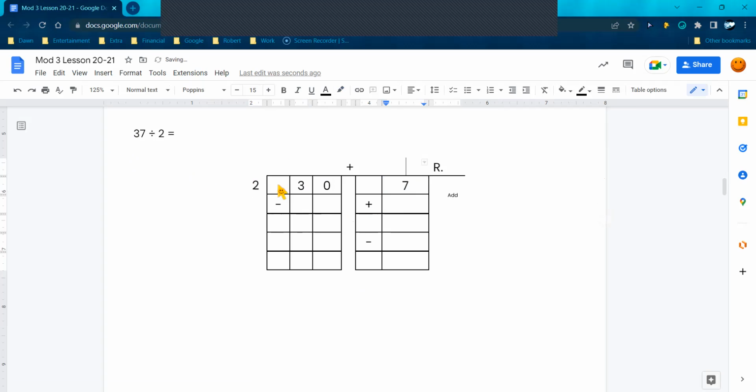So here we go. 2 goes into 3 how many times? Right, 1 time. 1 times 2 is 2. 3 minus 2 is 1. Then I bring down my 0, you guys. 2 into 10 is 5. So I'm going to put 5 there. 5 times 2 is 10. And right over here, because I forgot, we're going to put my minus sign. 10 minus 10 is 0. So right up here, I bring my 0. I do 7 plus 0 is 7.